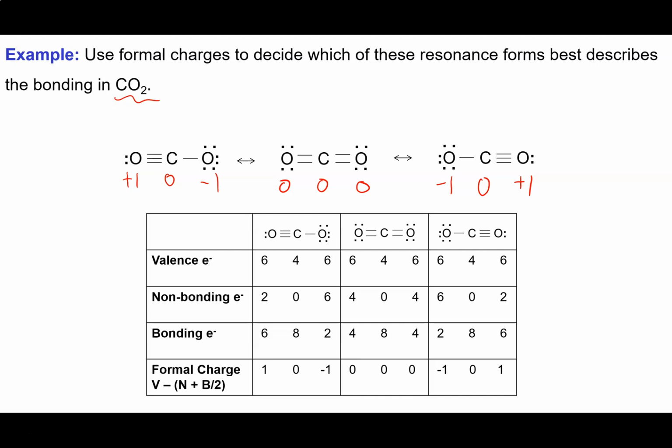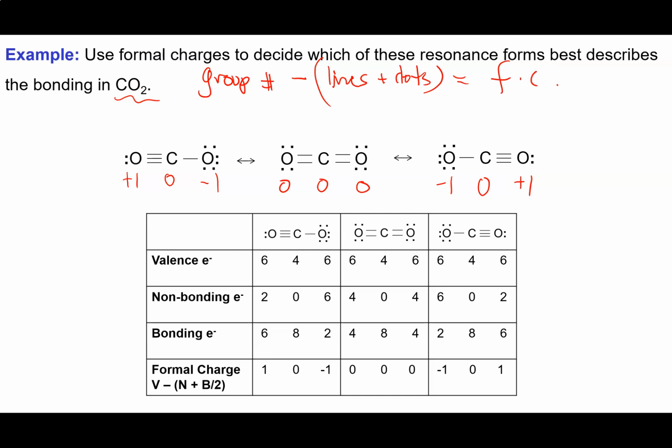Okay, so you can see what I was doing there. I'm doing just group number minus lines and dots, right? That's what I'm doing, and that equals your formal charge. So you can do it very quickly. You don't need to do all of these elaborate things here.